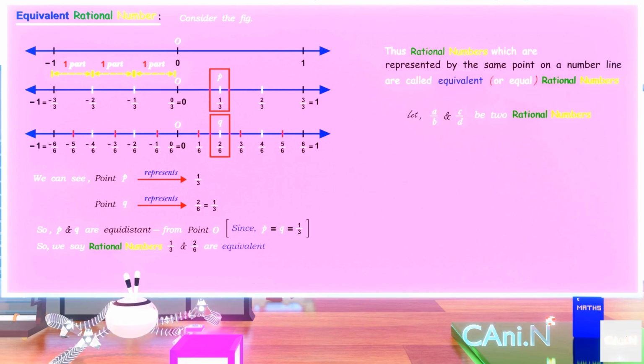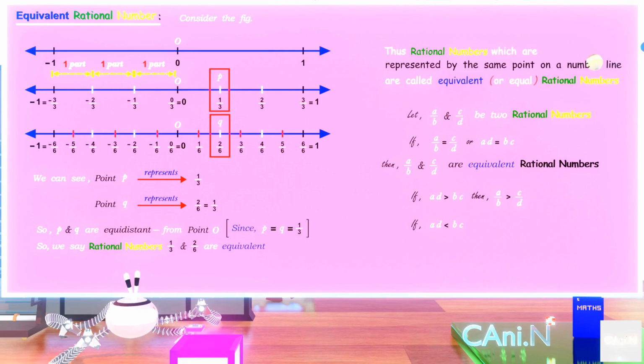Let A by B and C by D be two rational numbers. If A by B equals C by D, or AD equals BC, then A by B and C by D are equivalent rational numbers. If AD is greater than BC, then A by B is greater than C by D. If AD is less than BC, then A by B is less than C by D.